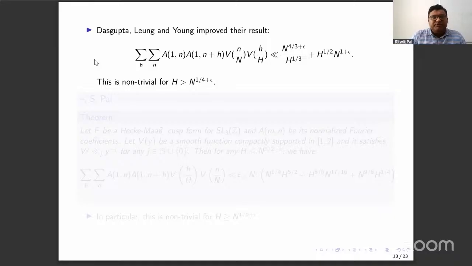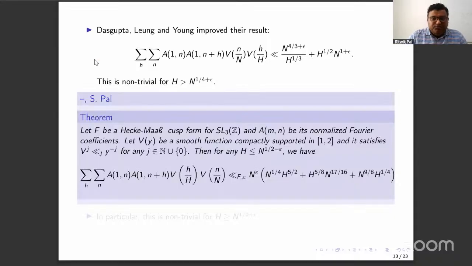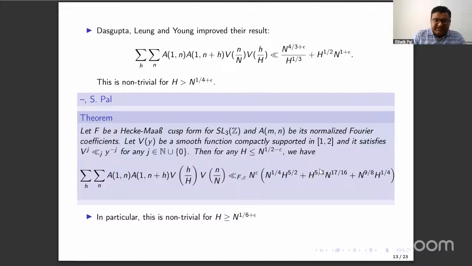The second moment of the GL3 L-function can be compared to the sixth moment of the Riemann zeta function. So we improved their result for the range of H, with my co-author Sampurna Pal. We got a non-trivial estimate for a higher range of H, and this right hand side is non-trivial for the range H bigger than n to the power 1 by 6 plus epsilon.